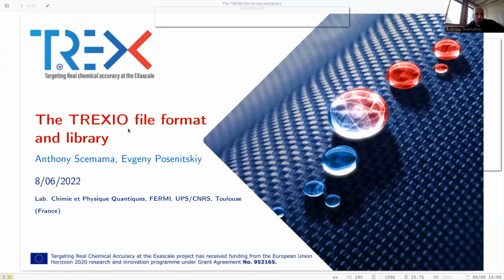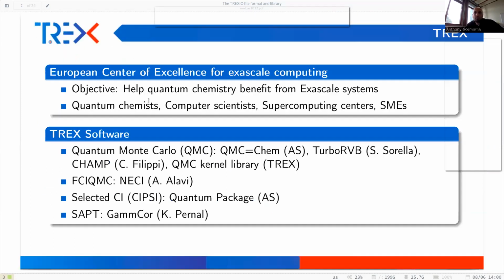So what is TREX? TREX is a European Center of Excellence, and the objective of this Center of Excellence is to bring quantum chemistry codes to exascale machines. Here we focus on the part of quantum chemistry about high accuracy methods like quantum Monte Carlo and full CI QMC, for example. Inside the Center of Excellence, we have quantum chemists, computer scientists, supercomputing centers, and SMEs.